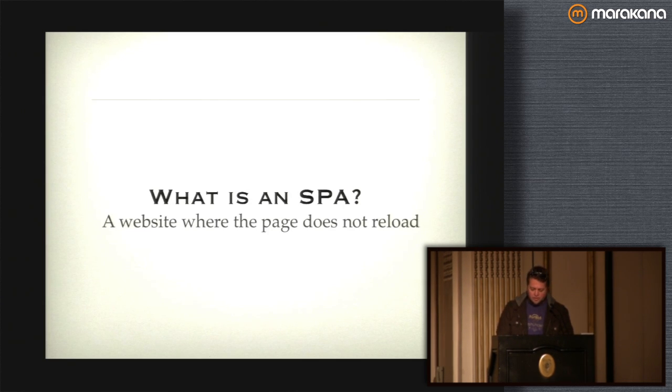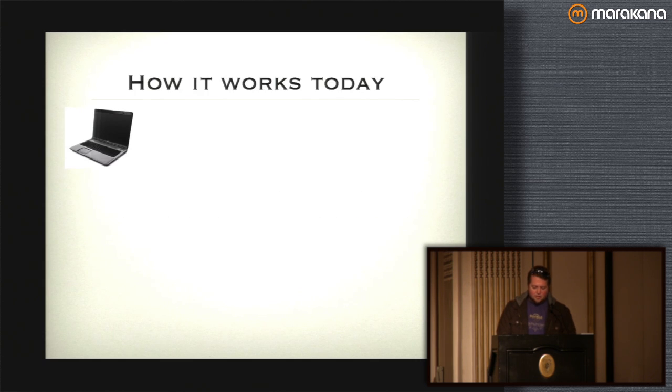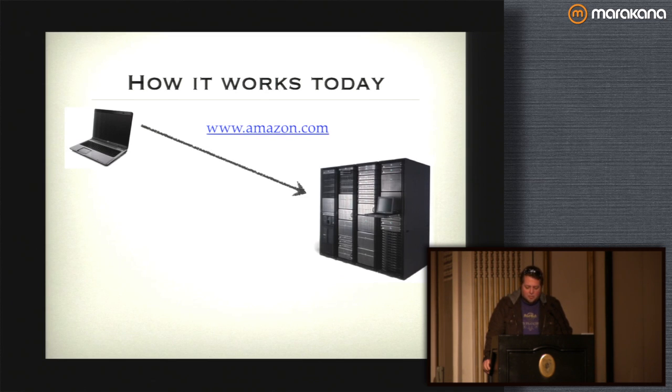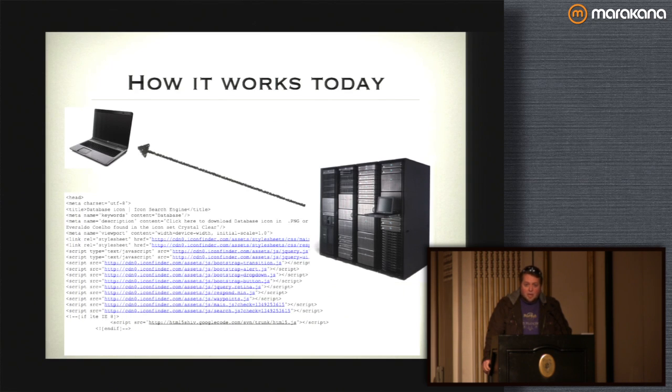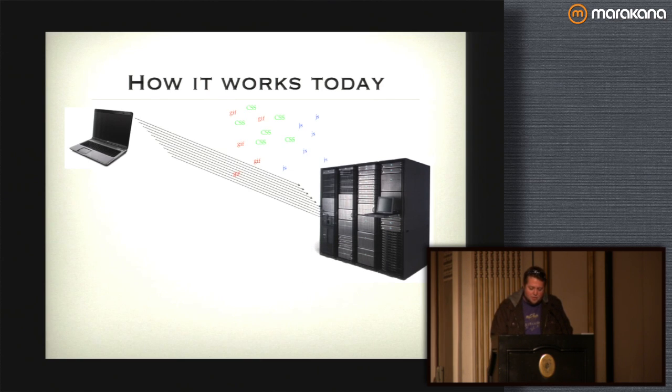So if you look at the traditional web application, how it works today, the person will come in, make a request to the server, Amazon.com, and Amazon will do whatever processing you need to on the server, and it'll return an HTML page to the client, which will have a list of CSS, JavaScript, and images that need to get loaded. They may be cached, they may not be. If they're not, it makes a whole bunch more requests back to the server, which then responds with them.